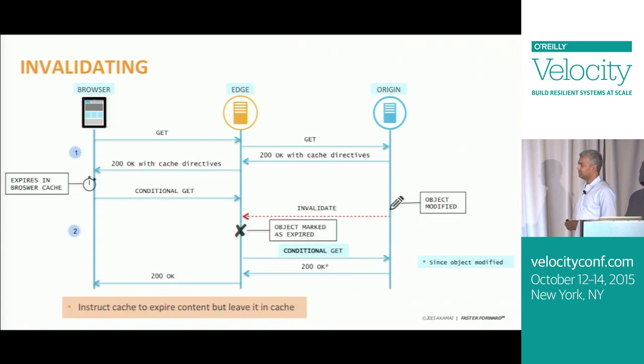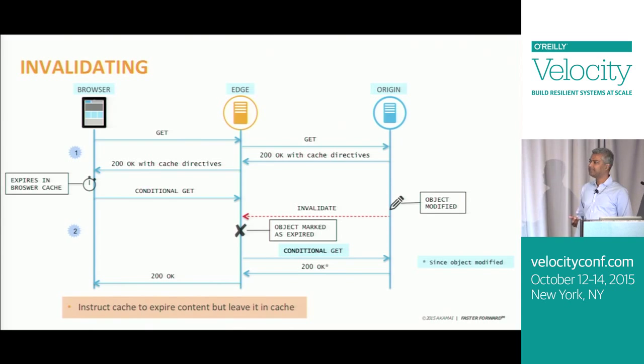Invalidating is the next one. In this case, you're not waiting for the CDN cache to expire gracefully based on the time to live. You're instructing it to mark that object as expired proactively. And what happens is the next time the CDN gets a request from the end user, it is going to block it and send a conditional get back to the origin. So you do get the benefit of the conditional get in this scenario.